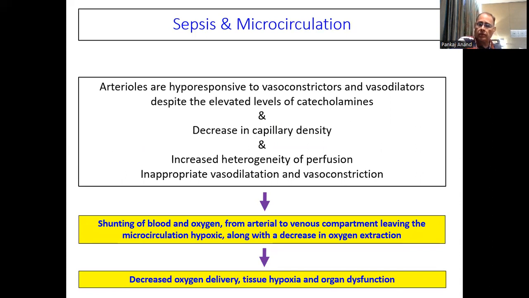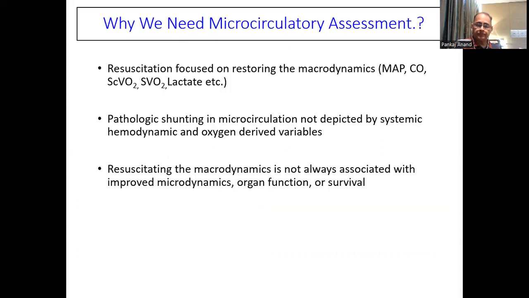So the arterioles become hyporesponsive to vasoconstrictors as well as vasodilators despite increased levels of catecholamines. There is decrease in capillary density, and there is an increased heterogeneity of perfusion, largely because there is vasodilatation somewhere, vasoconstriction somewhere else. All of this causes the blood and oxygen to get shunted from the arterial to the venous compartment, leaving the microcirculation hypoxic, along with a decrease in the oxygen extraction. There is decreased oxygen delivery, tissue hypoxia, and organ dysfunction.